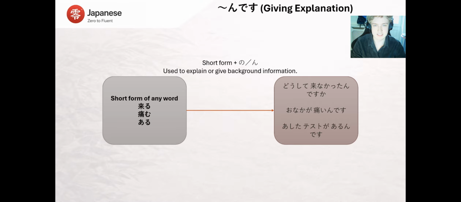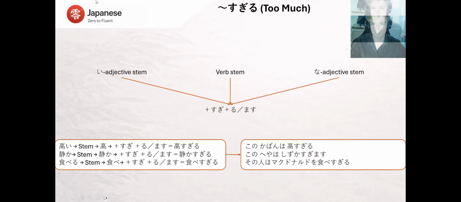For aru, which is to say to be somewhere or you are a thing, aru is for things that aren't alive and don't move. So in this case, you could talk about a test, for example. Ashita testo ga arun desu. So you're giving an explanation, background information for tomorrow, and that is that there is going to be a test. Moving on. Sugiru. This is a way to say something is too much.